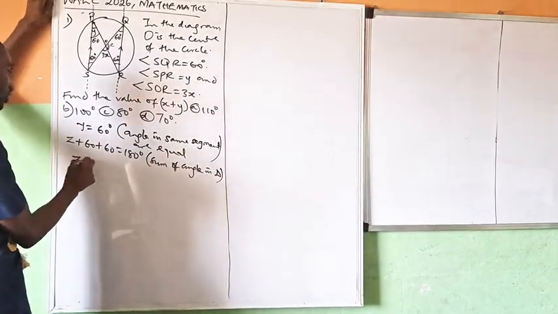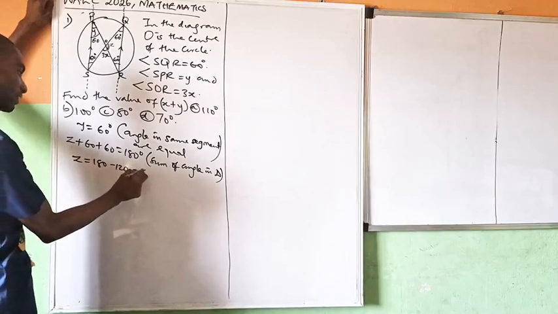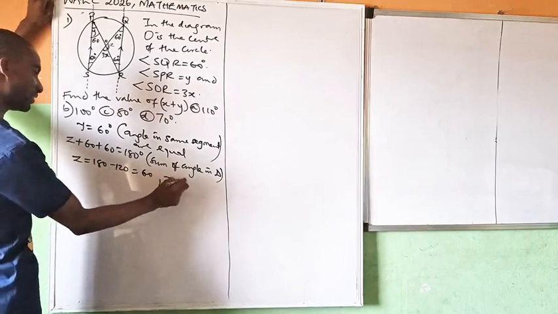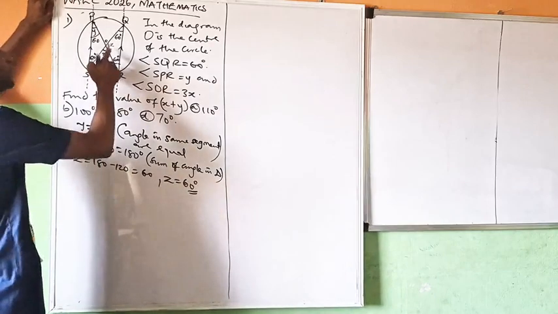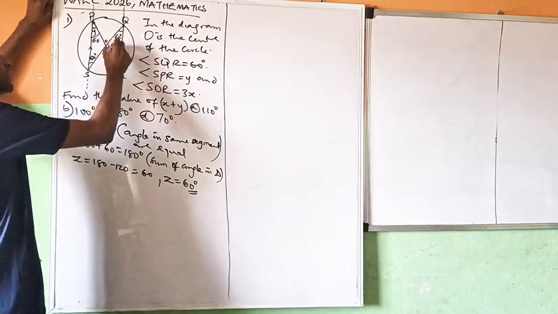So our z is going to be 180 minus 60 plus 60, which is 120. That is 60. So that means z is 60 degrees. So if this place is 60 degrees, all right? Let me replace it there, 60 degrees.